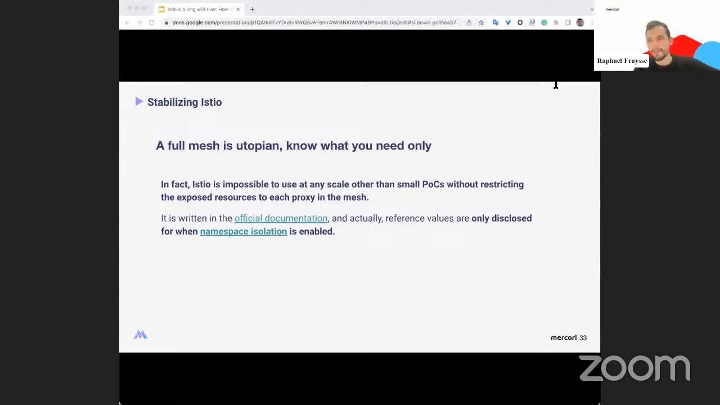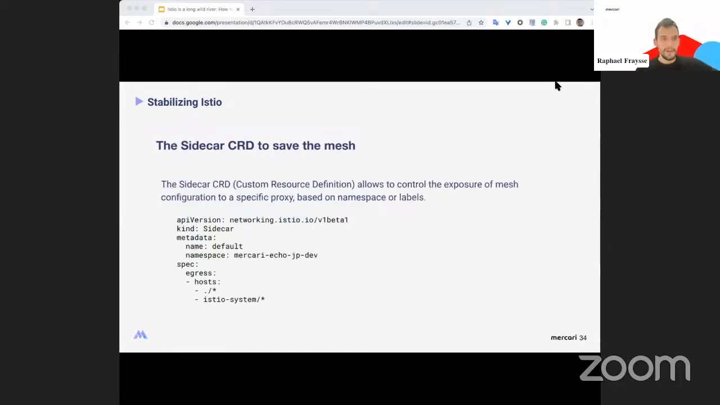And the only way to bypass that is to use a namespace isolation mechanism, so that you only share with a given proxy what it needs to know, and only what it needs, not the entire mesh configuration, but just from where it's called and to where it needs to call something. In Istio, it takes the form of a CRD called Sidecar. It's a bit tricky because the word sidecar is overused, unfortunately. But this Sidecar CRD allows you to control the exposure of the mesh configuration.